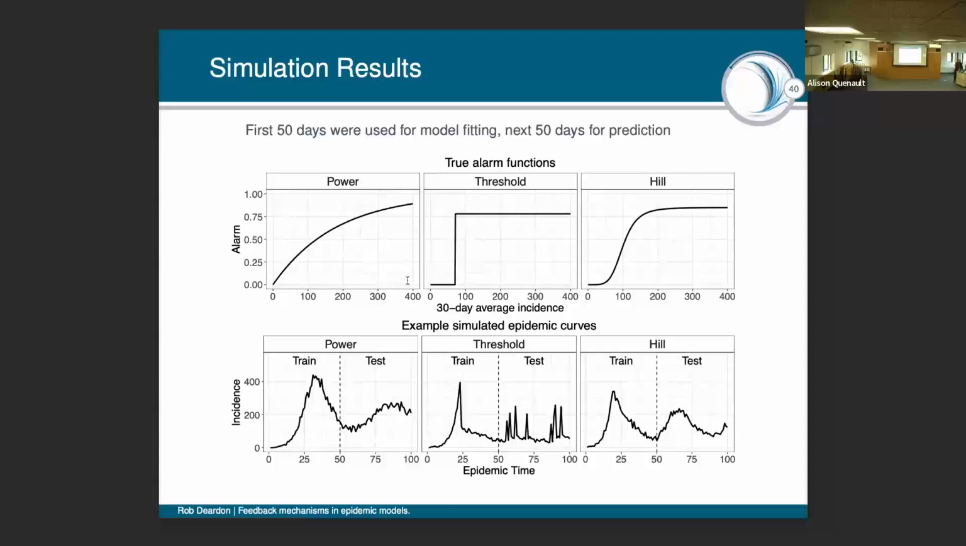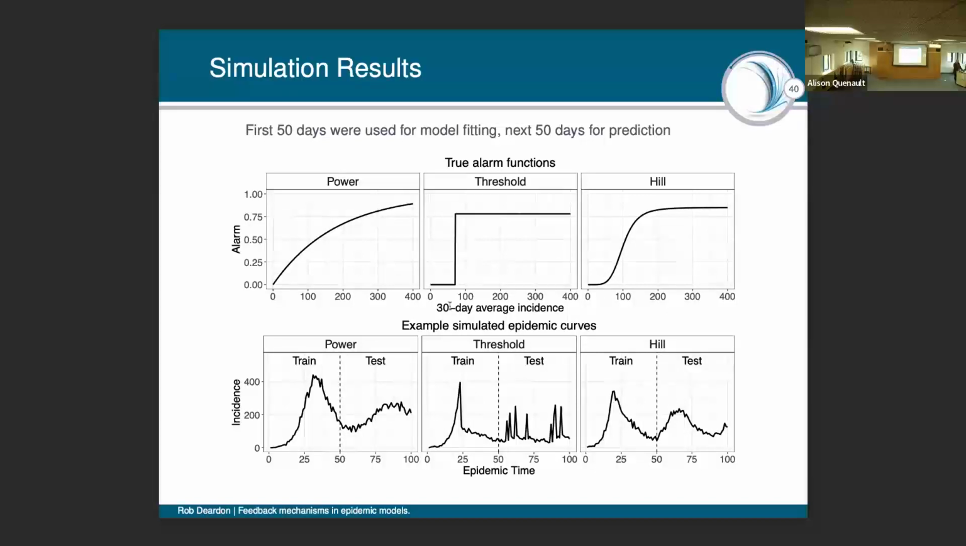than the power alarm. And you can see the sort of curves or epidemic curves that you might get out, right? So I have the incidence on the y-axis here. You can see the epidemic takes off. As the alarm function increases, the transmission rate goes down, and eventually you reach a point where it can go back up again. Okay?